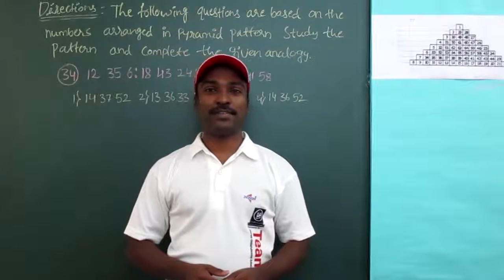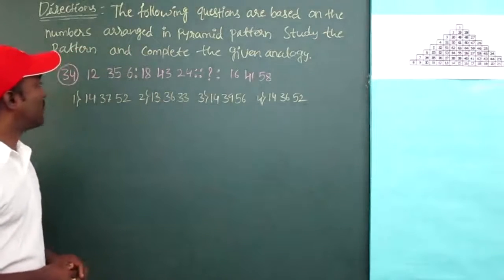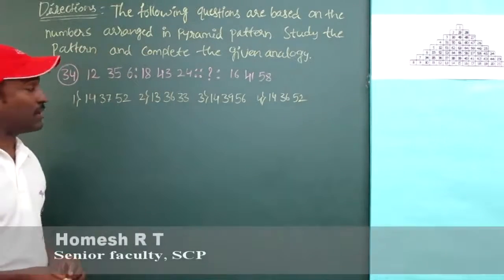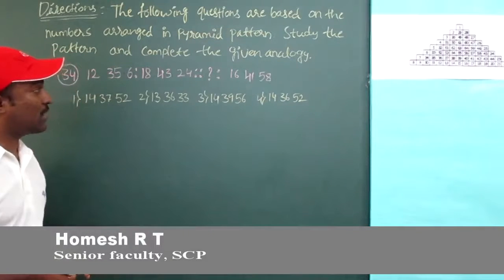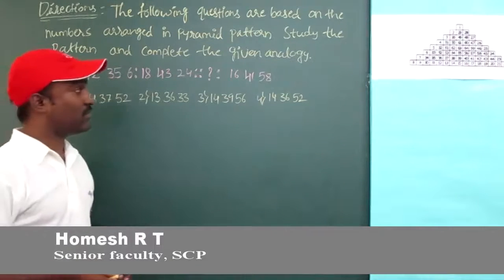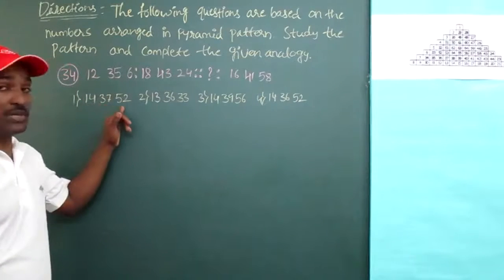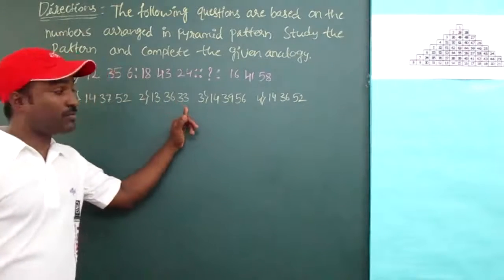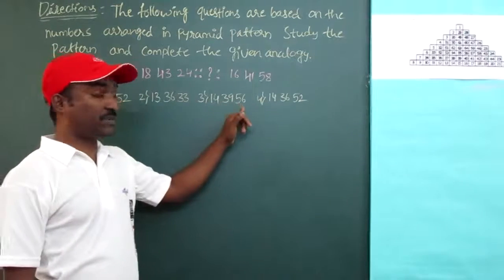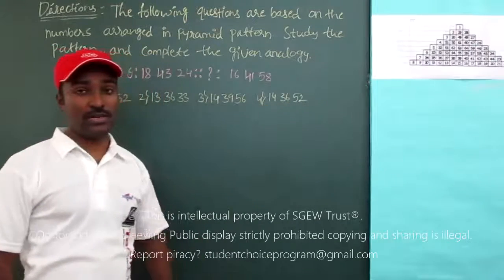Well friends, here is problem number 34. The given question is 12, 35, 6, colon, 18, 43, 24, double colon, question mark, colon, 16, 41, 58. And the given four options are 14, 37, 52. The second option is 13, 36, 33. The third option is 14, 39, 56. The last option is 14, 36, 52. So these are the given four options.